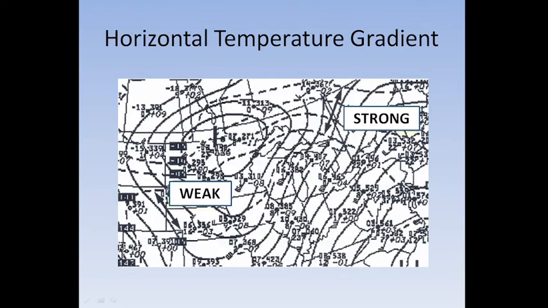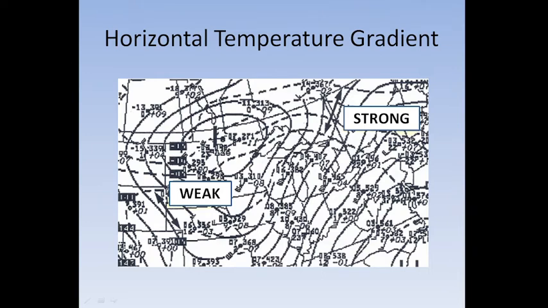Alright, so horizontal temperature gradient. Here's an example on a chart. We got a strong thermal gradient. See the arrows where the isotherms cross the contours. And then a weak thermal gradient where they're crossing those contours, but they're really far apart. So you have really weak thermal advection in that area. You have strong thermal advection in this area. So that's the difference between horizontal temperature gradient.